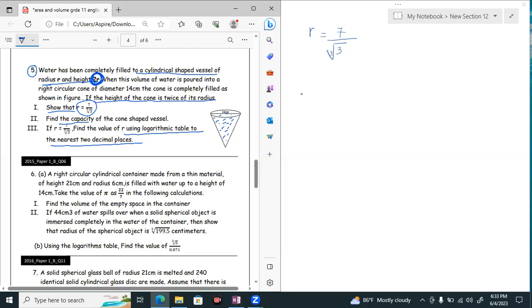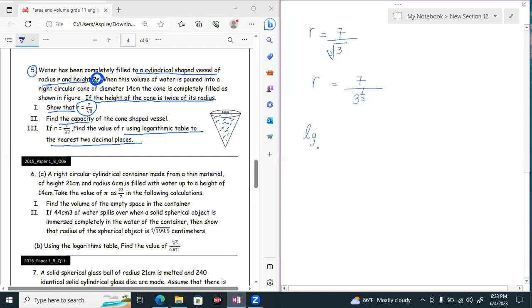First of all, when you take the logarithms, you can write r is equal to 7 upon third root, which you can write as a fractional index: 3 to the power 1 upon 3. Then to find the value using the logarithm table, you have to take logarithms to the base 10 on both sides. Okay. This is the first step.